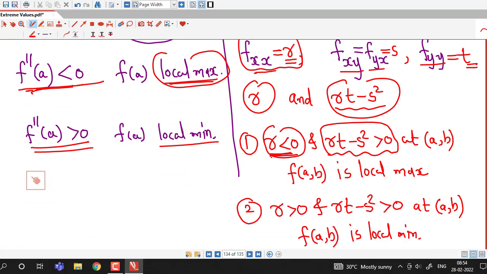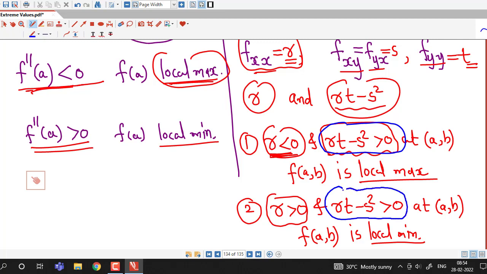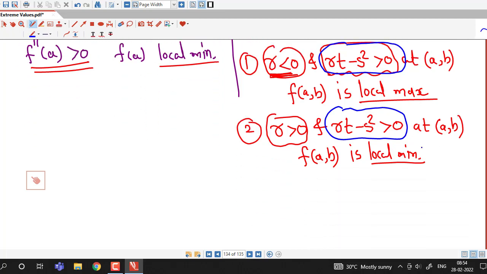If second order derivative with respect to x is negative, f of AB is local maximum, and if second order derivative with respect to x is positive, f of AB is local minimum. And in both the cases, this quantity rt minus s square must be positive. For local maximum or local minimum, rt minus s square must be positive at that point.